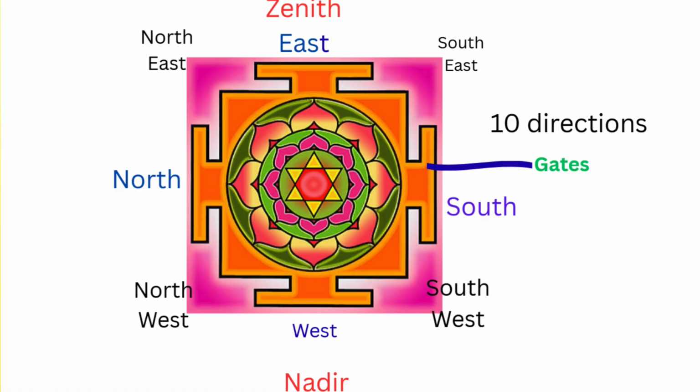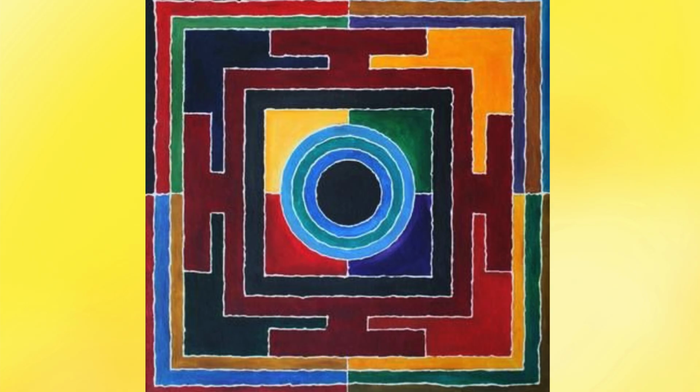We will also see that on each side there is a T-shaped form in the center. This T-shaped structure is called a gate. These gates are sometimes open and sometimes closed depending upon the sadhak and the sadhana. These gates control the flow of energy. Specific mantras will lock and unlock these gates.